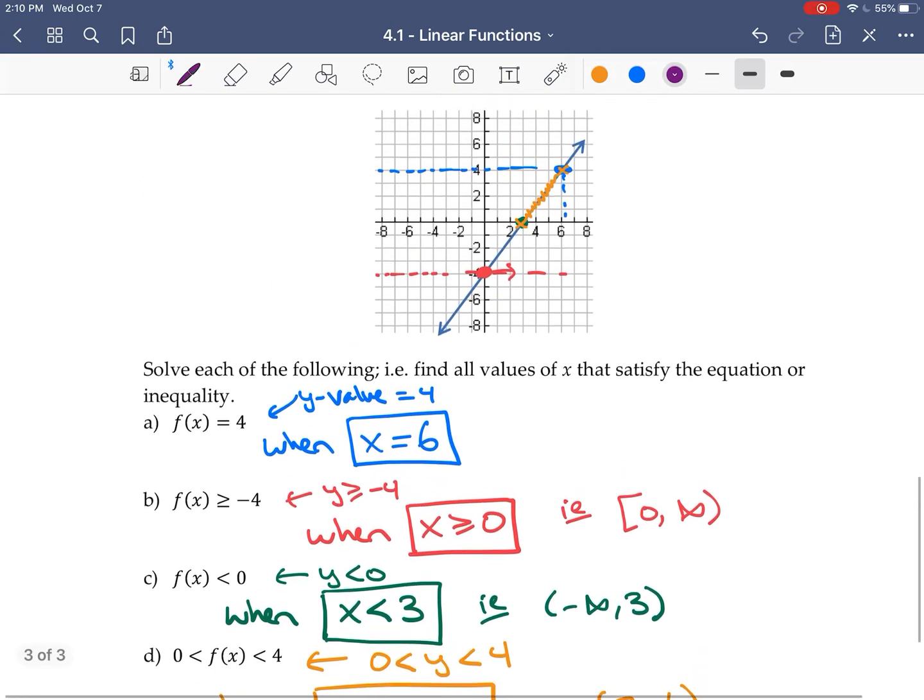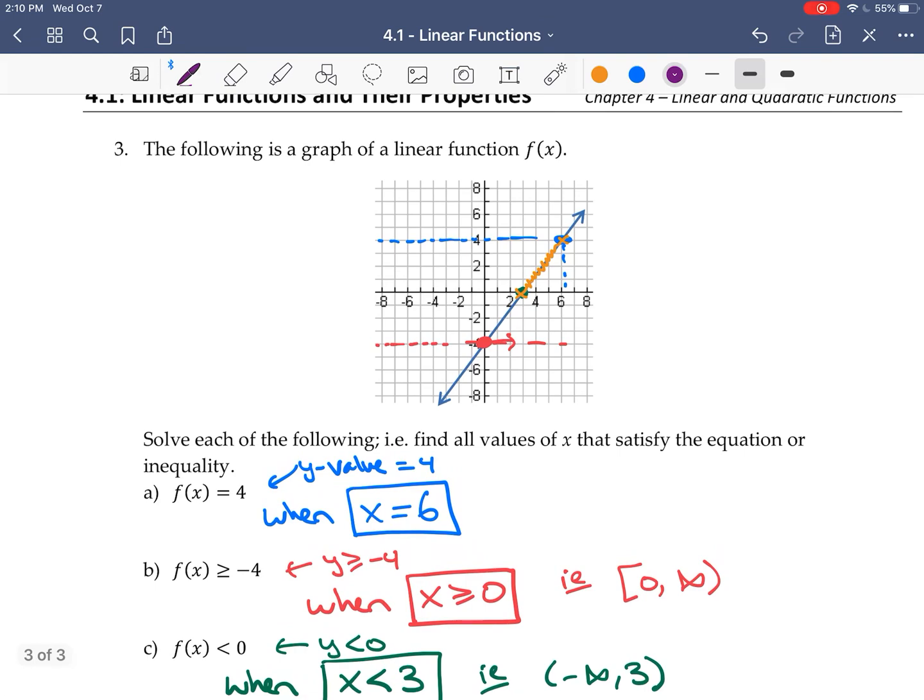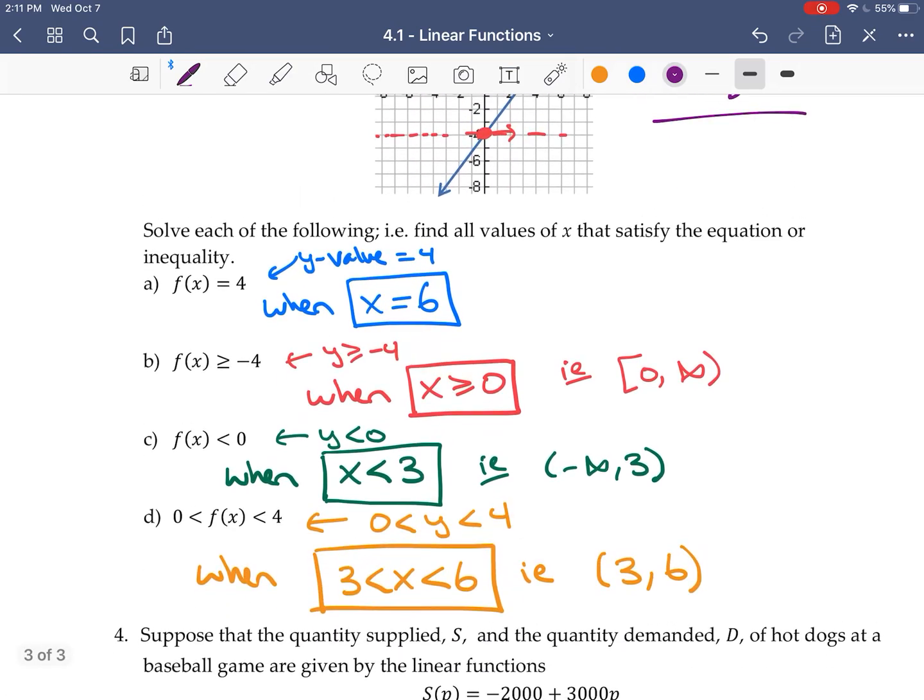Okay, so that's how we can read from the graph. Now if you wanted the function here, the y-intercept is negative 4, so the b is negative 4. The m, it looks like I go up 4 over 3, so it's going to be 4/3. So the function, which we didn't need to answer any of these questions, is 4/3 x minus 4. That would be the equation, and you could redo all these problems using the equation, and you should get the exact same intervals.